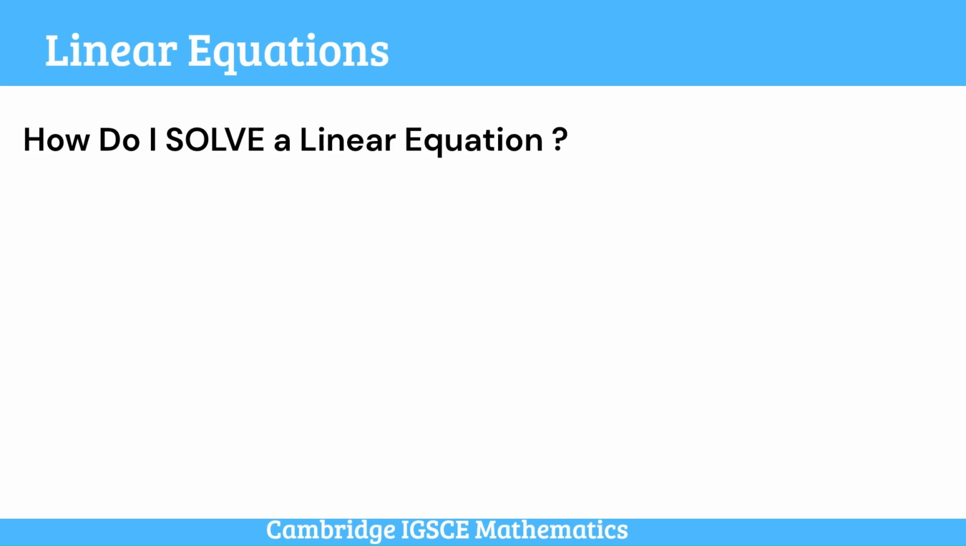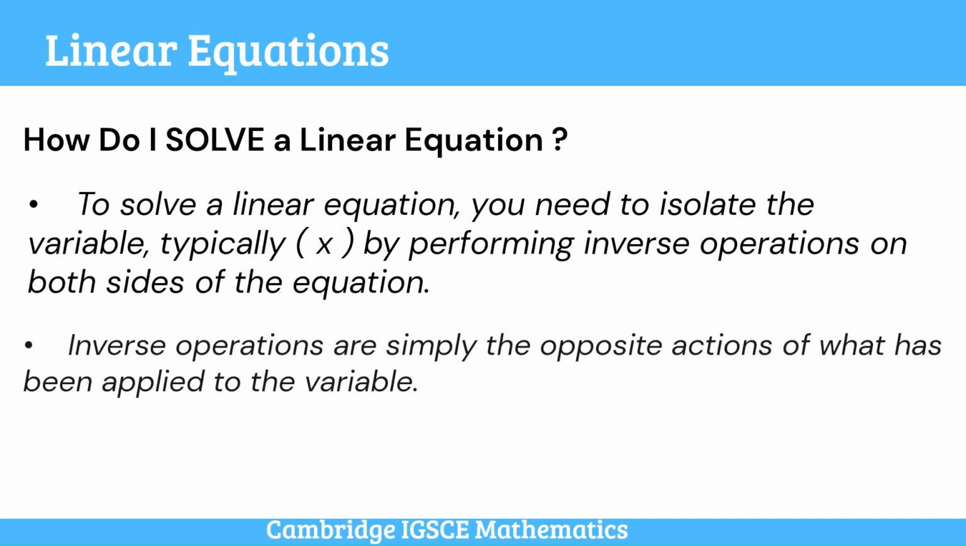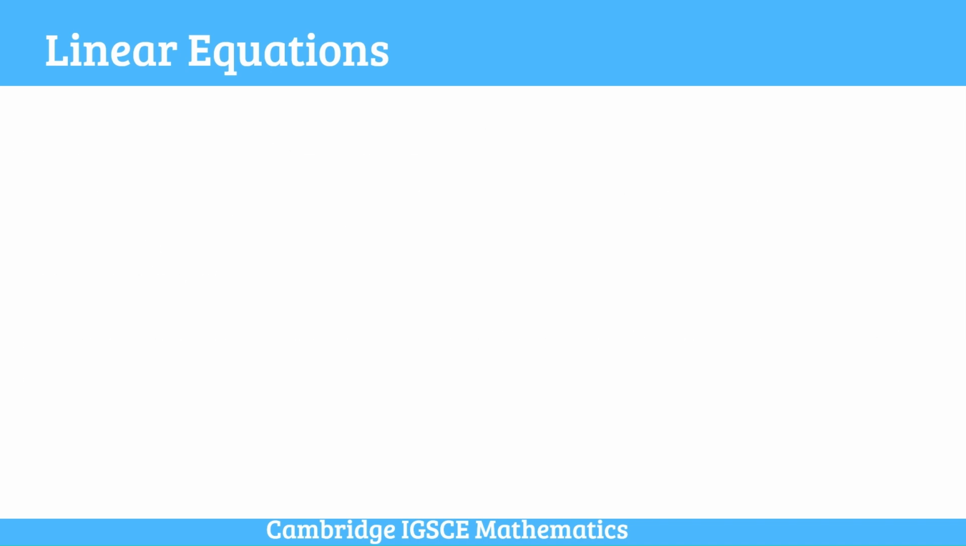Okay, but how do I solve a linear equation? To solve a linear equation, you need to isolate the variable, typically x, by performing inverse operations on both sides of the equation. Inverse operations are simply the opposite actions of what has been applied to the variable. If this doesn't make sense, you'll get it when we do some example questions, don't worry.